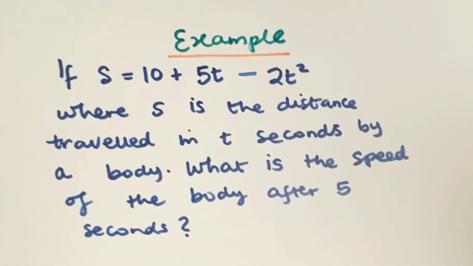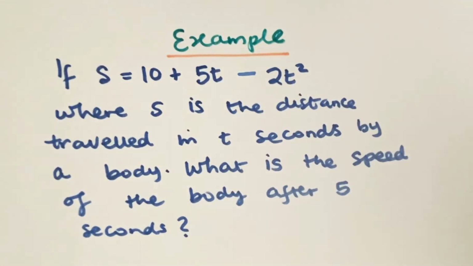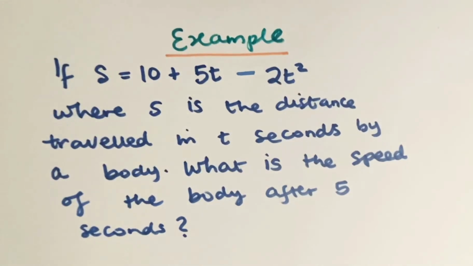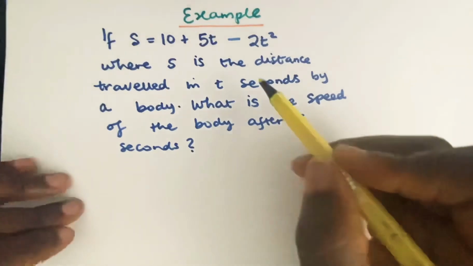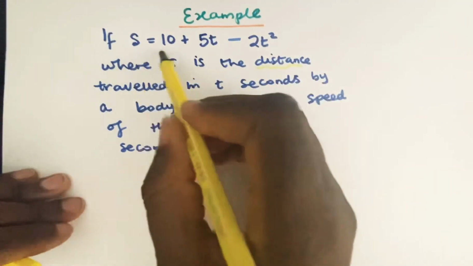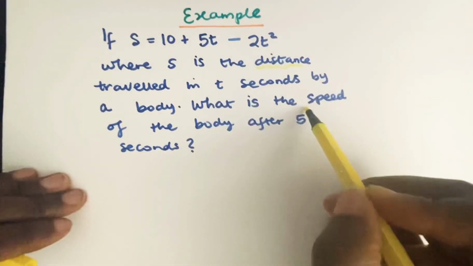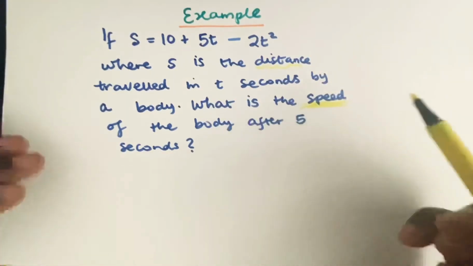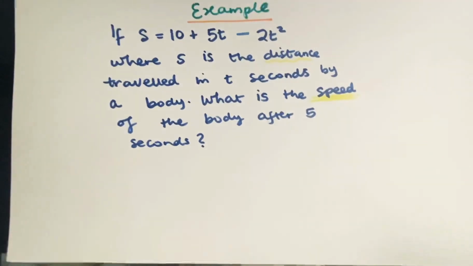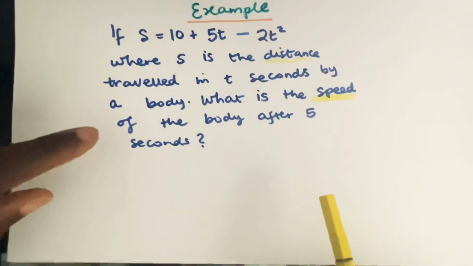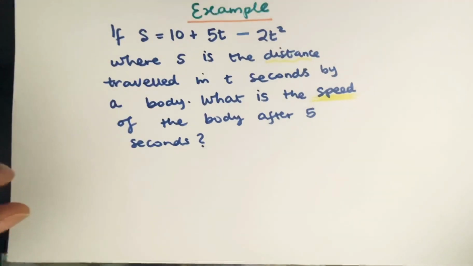This example says if S is equal to 10 plus 5t minus 2t squared, where S is the distance traveled in t seconds by a body, what is the speed of the body after 5 seconds. So here you've been given the distance, S is equal to 10 plus 5t minus 2t squared, and we're being asked to find the speed. The speed is kind of the same as velocity. So again, the first thing that you want to do is to differentiate.